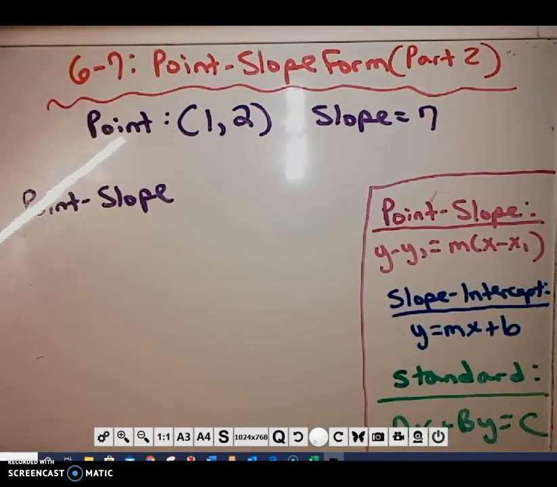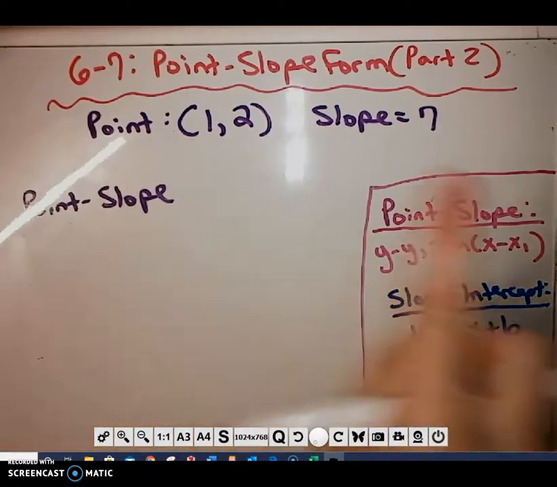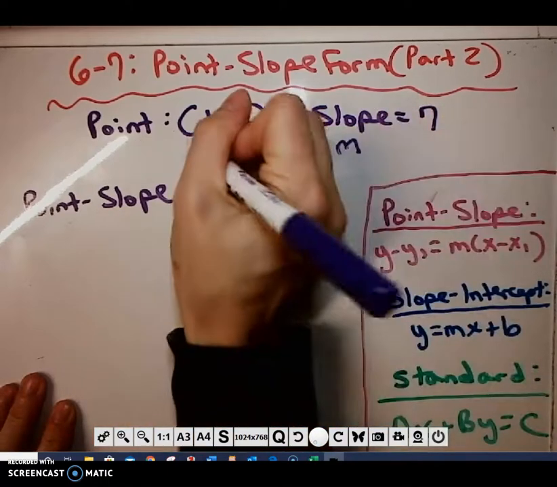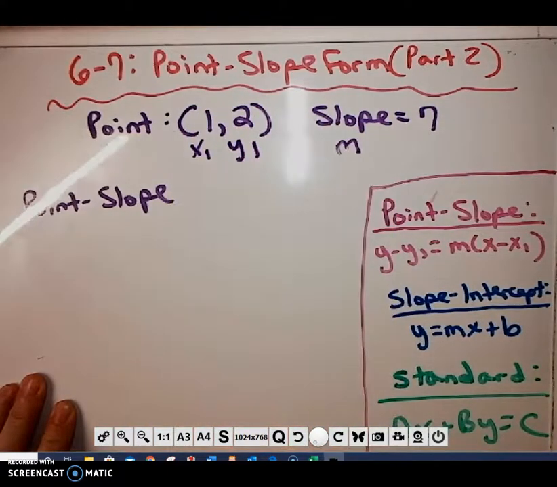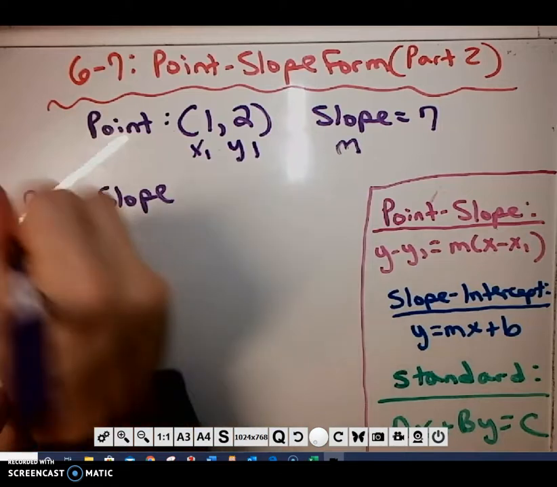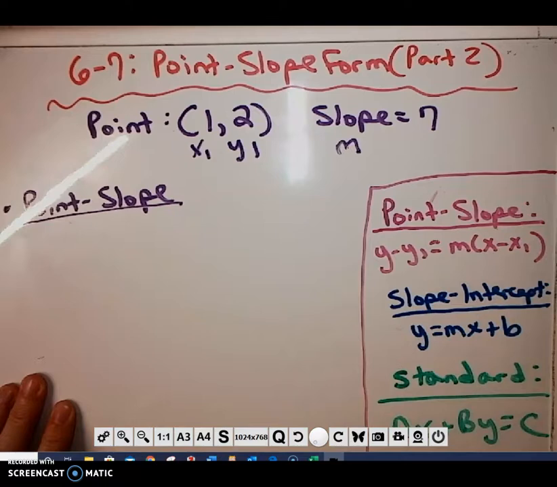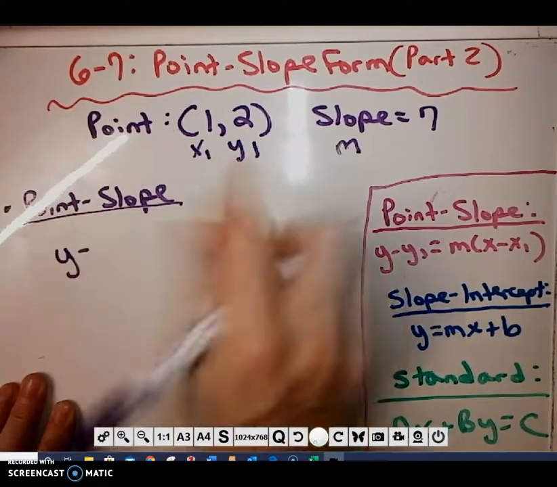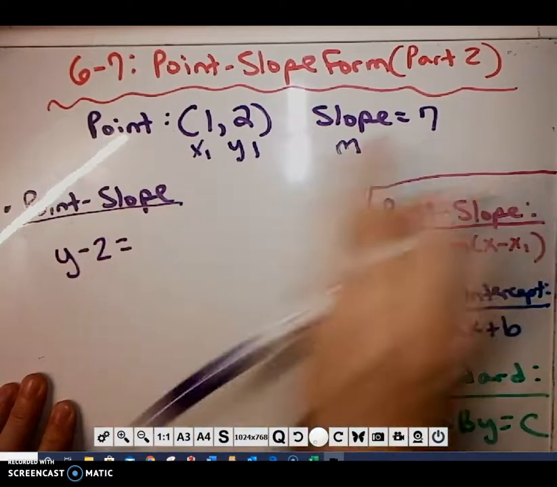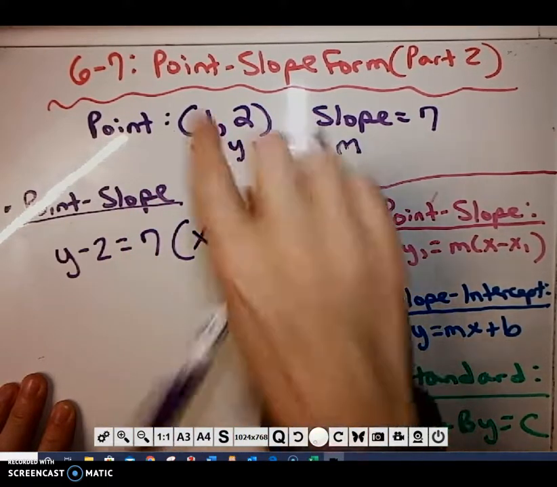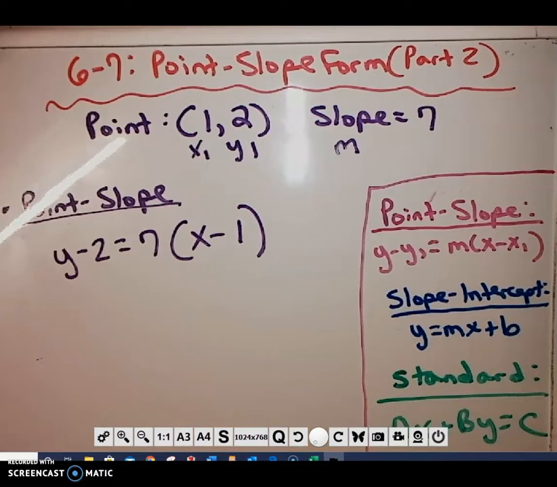I'm going to start off with point slope, and the reason why is because I have a point and a slope. That would make sense. So I'm going to take the point and the slope. This is m. This is x1, y1. I'm going to start off writing it in point slope form: y minus y1 equals m times x minus x1. So I'm just going to rewrite this. y minus y1, which is 2, equals m, my slope, 7, times x minus my x1, which is 1. You guys should be pros at this from doing your worksheet yesterday. That's what you did yesterday.